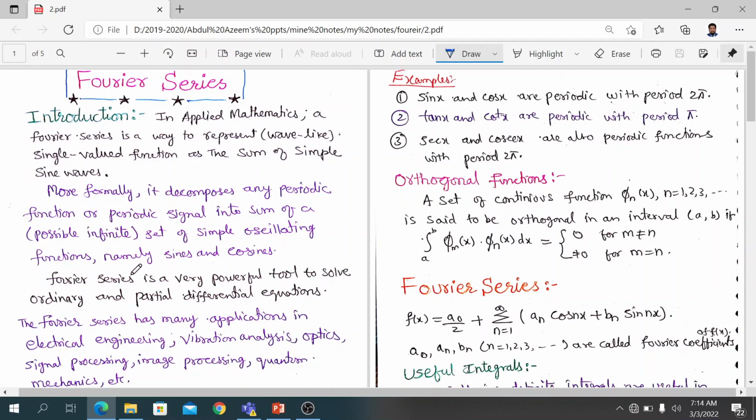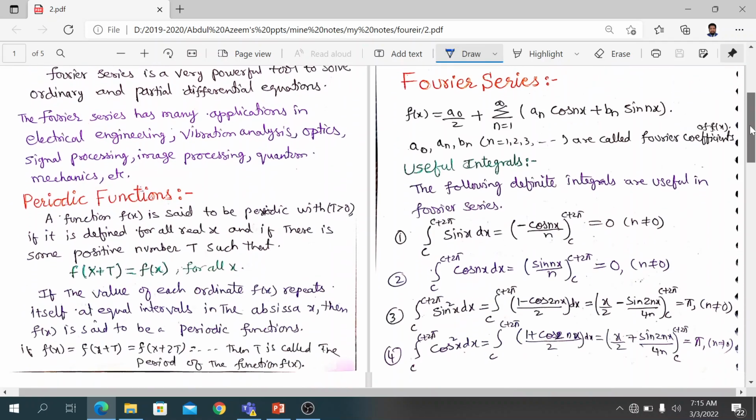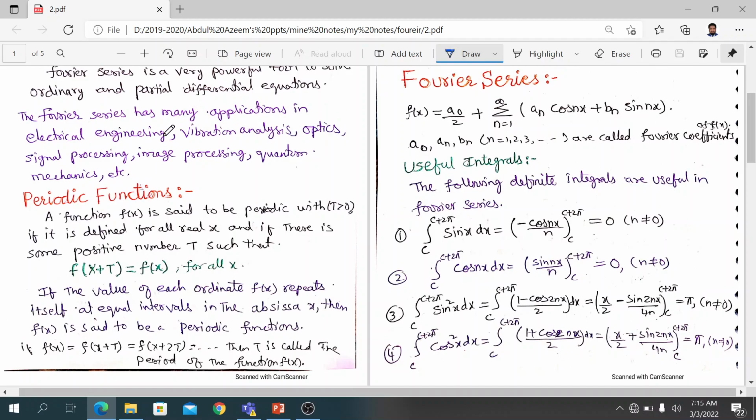Fourier series is a very powerful tool to solve ordinary and partial differential equations. And the Fourier series has many applications in electrical engineering, vibration analysis, optics, signal processing, image processing, quantum mechanics, etc. This is the brief introduction. Now let us see the definition.